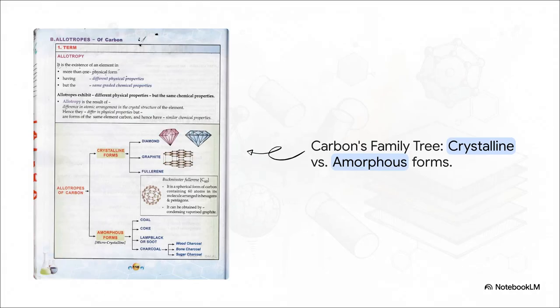Think of this as carbon's family tree. It basically splits into two main branches. On one side, you've got the crystalline forms. This is where atoms are arranged in a super-ordered, repeating pattern, kind of like soldiers standing in perfect formation. That's where we find our diamond and graphite. And then, on the other side, you have the amorphous forms, where the atoms are all jumbled together without any real order, like a messy pile of bricks. This gives us stuff like coal and soot.